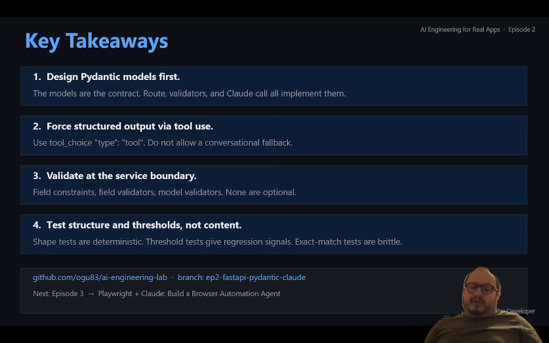In episode 3, we are going to build a browser automation agent using Playwright and Claude. An agent that reads a live web page, decides what action to take, and executes it. The same observe, decide, act loop that powers production web page agents.